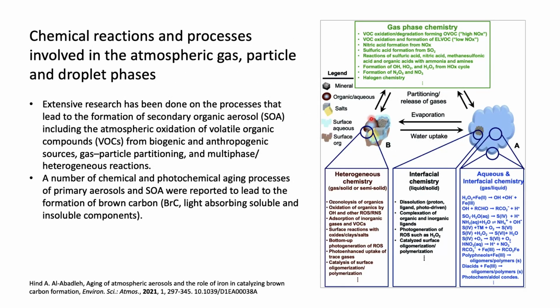So here are some of the processes that are given, some of the chemical reactions and the processes involved in the atmospheric gas, particle and droplet phases. The gas phase chemistry includes volatile organic compounds oxidation and degradation, volatile organic compound oxidation and their formation, nitric acid formation from NOx, sulfuric acid formation from SO2. So these are all the various reactions that occur in the gas phase. And there are also other types of reactions which are occurring.